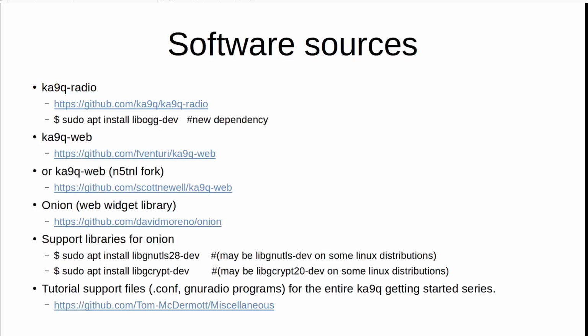The software sources, as in previous episodes, are KA9Q radio from Phil Karn's GitHub page. And again, there's a new dependency that was recently added. KA9Q web, there are two sources, Franco Venturi's GitHub site or Scott Newell's fork of that. It will need the Onion web library installed on the server if we run KA9Q web on the server, as we're doing in this demonstration.